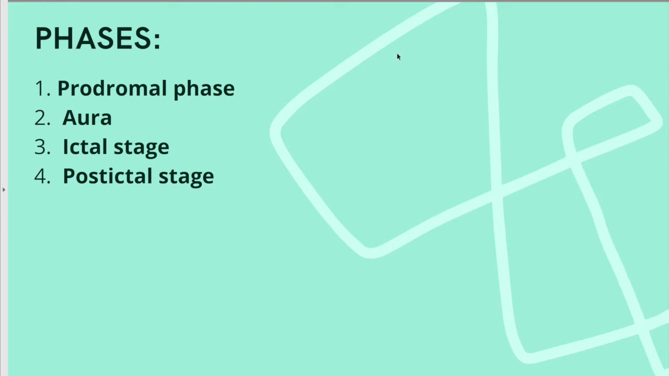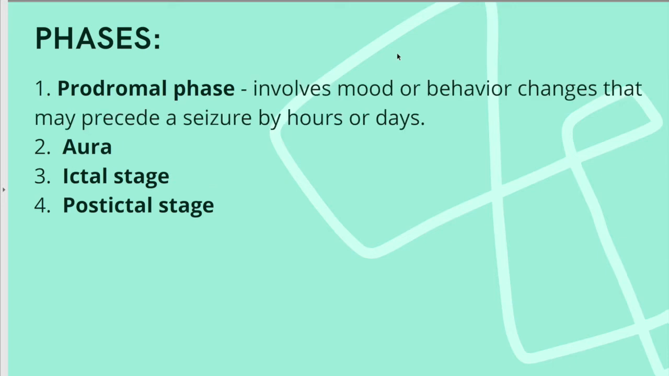Now, the phases of seizure. There are actually four phases, or sometimes they call these stages of seizure. First is the prodromal phase, second is aura, third is the ictal stage, and fourth is the post-ictal stage. Number one, the prodromal phase involves mood or behavior changes that may precede a seizure by hours or days. So the prodromal is when symptoms start to appear prior to the seizure.